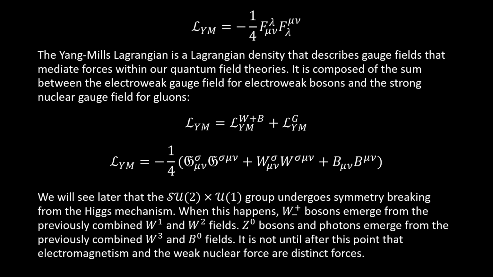We will see later that the SU(2) cross U(1) group undergoes symmetry breaking from the Higgs mechanism. When this happens, W plus and minus bosons emerge from the previously combined W1 and W2 fields. Z bosons and photons emerge from the previously combined W3 and B0 fields. The ones that obtain no mass from the symmetry breaking are what we call photons. Those things that were once similar to these photons that do end up gaining mass are what we call Z bosons. So just like the photons, they continue not having charge, but they end up having mass. So a Z boson is basically a massive photon in a very specific context.